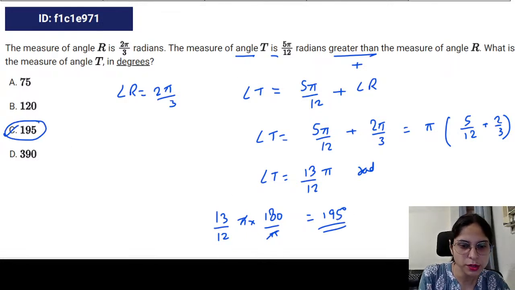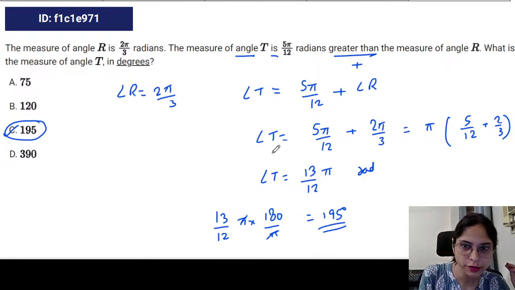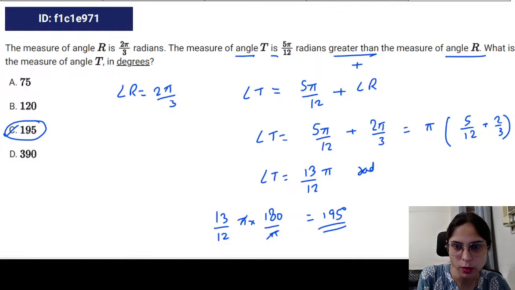So complexity was a little higher because you have to find what is angle T in radians first, because it is 5 pi over 12 greater than measure of angle R. So you are adding 5 pi over 12 to angle R. That's the only thing. Okay.